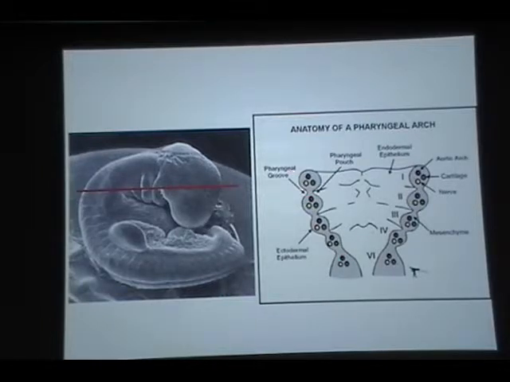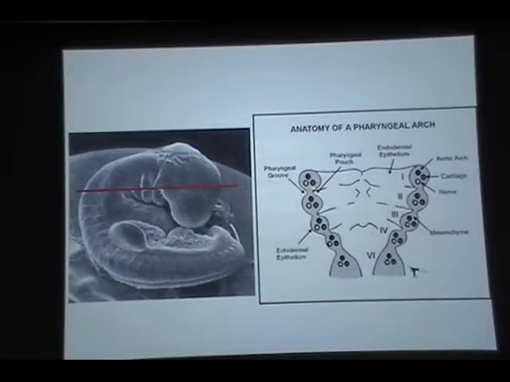Each has an external ectodermal layer here. Each has an endodermal layer lining the inside of it. Each arch is separated from the next arch by an external groove and an internal pouch here. Each arch has a cartilaginous component, a neural component, and a vascular component. So each arch has a pharyngeal artery that's associated with it. Each one has some cartilaginous component associated with it, and each one has a cranial nerve that's associated with it.